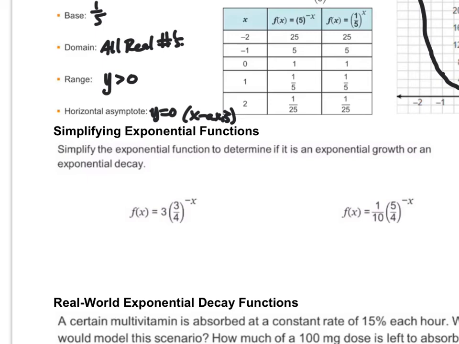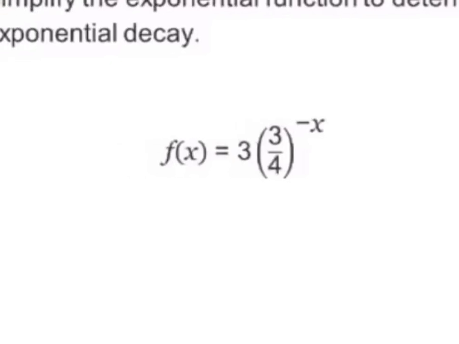All right, the other thing we want to do is be able to simplify the exponential functions to determine if we have an exponential growth or decay function. So let's go over here first. What I notice is that we're raising this to a negative exponent. Don't play that game. So what I have to do is turn this into something with a positive exponent. So what I need to do is simplify this.